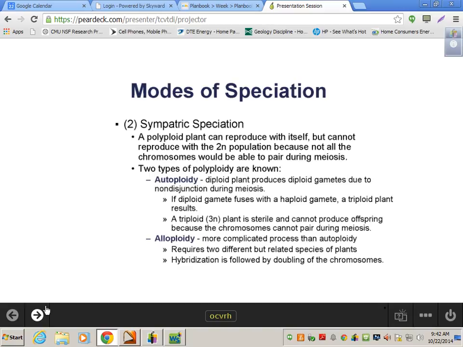I just did. So remember during meiosis, you guys, we're separating sister chromatids, right? If they don't separate, you have what's called non-disjunction. Non-disjunction of the 21st chromosome will cause trisomy in one of those sperm or egg and will give you Down syndrome. So a triploid 3N plant is sterile and cannot produce offspring because the chromosomes cannot pair during meiosis.